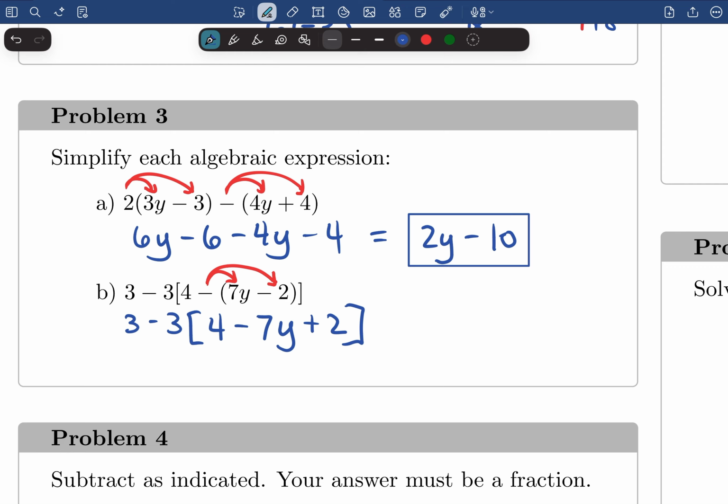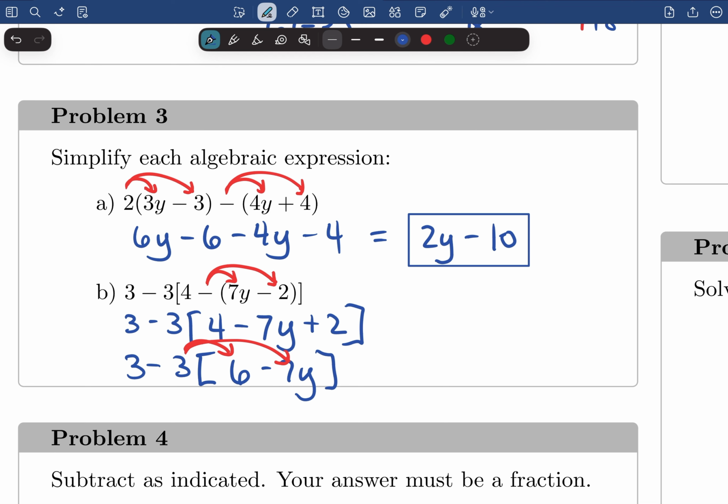Now, we can combine the constant terms that are in the brackets currently, like 4 plus 2. That's 6. So I'll rewrite it again. 3 minus 3 times, well, 4 plus 2 is 6, and I have a minus 7y. Great. Now might be a good time to distribute the 3 that's in front of the brackets.